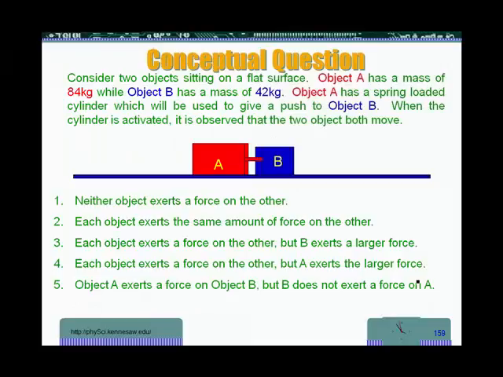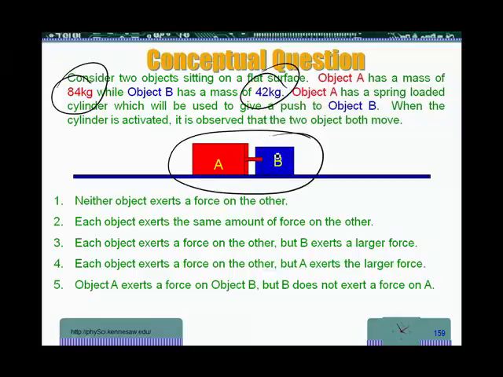Okay, let's take this example here. We have two objects sitting on a flat surface. One of them is 84 kilograms, while the other is 42 kilograms, twice as massive. Object A has a spring-loaded cylinder, so we have a spring here, which will be used to give a push to object B. When the cylinder is activated, both objects move.